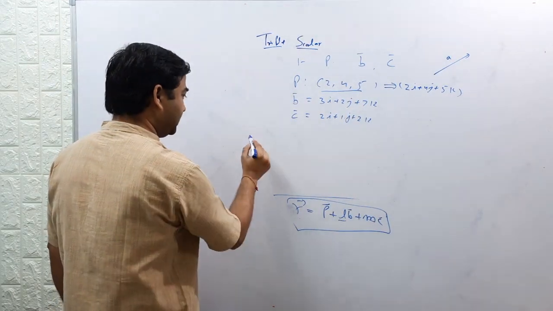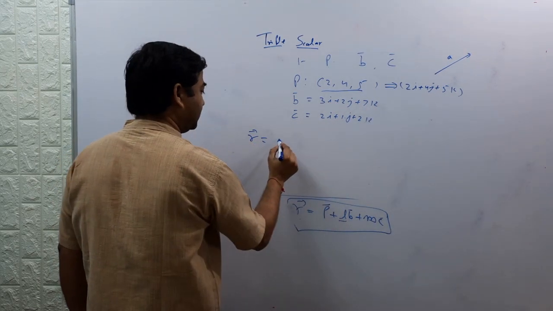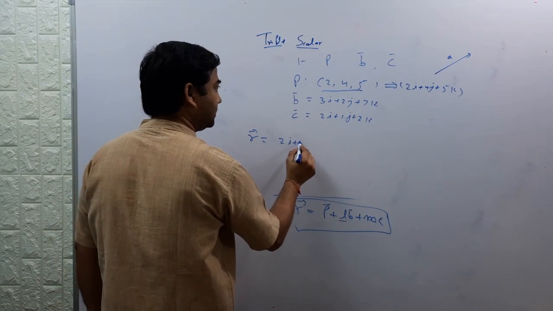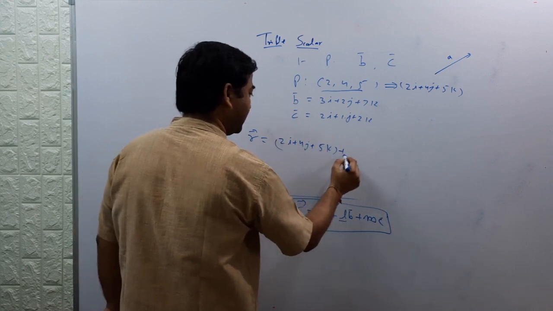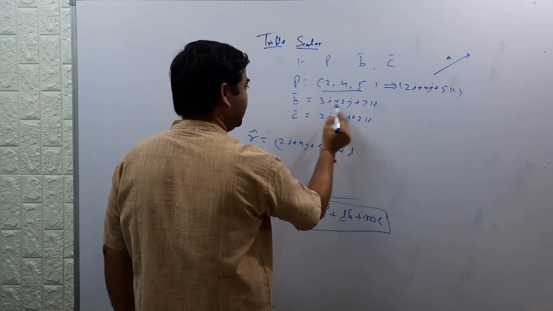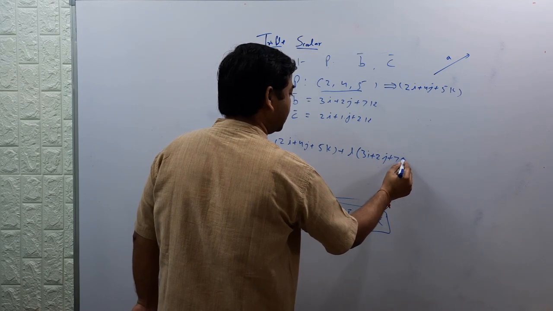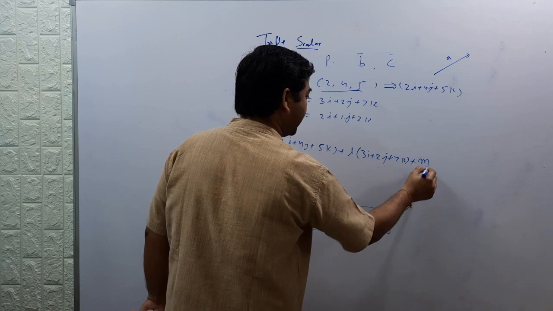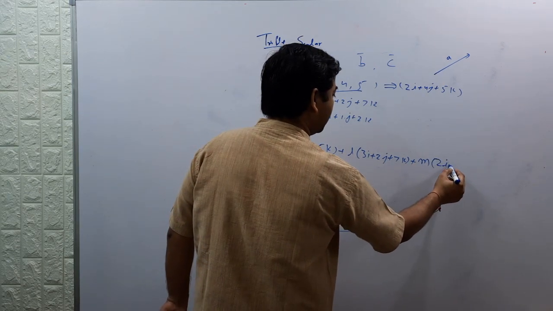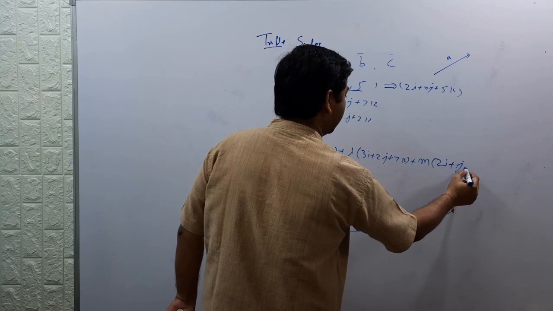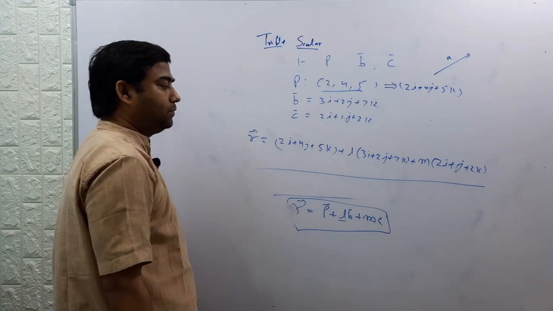So from this, the equation of the plane will be P, the position vector of the point through which this plane is passing, plus L into vector B, 3i plus 2j plus 7k, plus M into vector C, 2i plus j plus 2k. This is the vector equation of the plane.